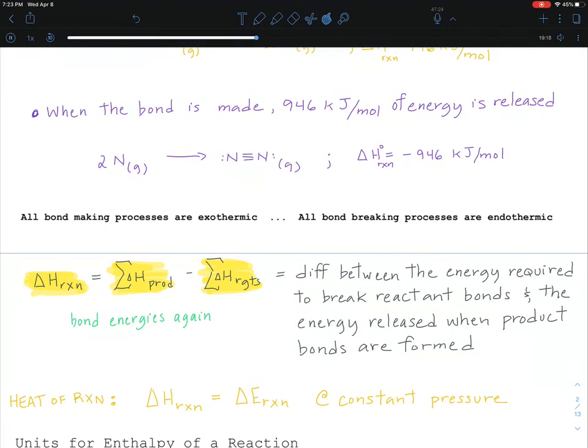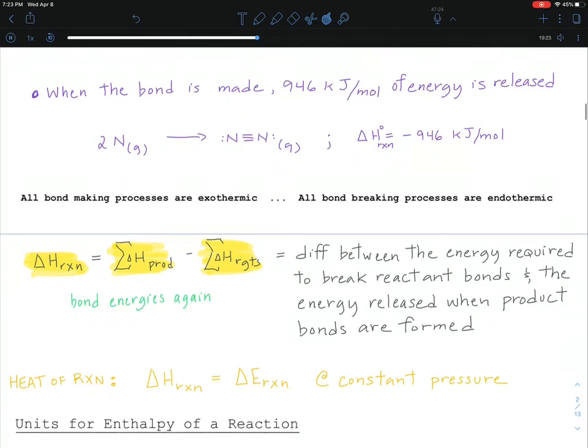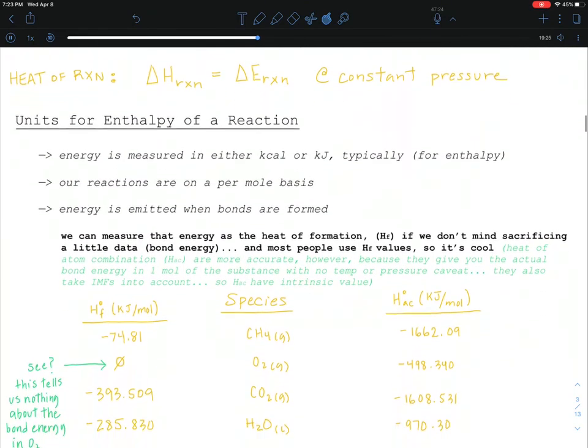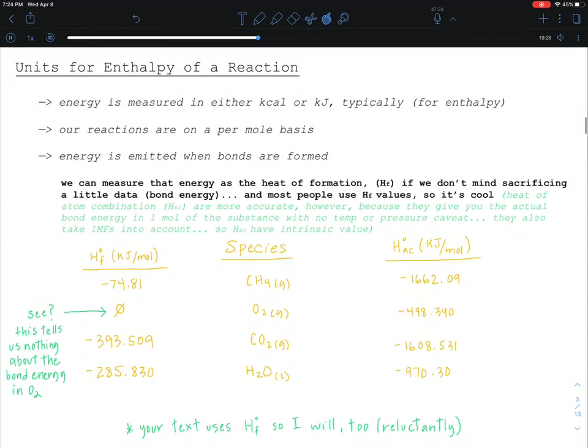So let's talk just a little bit about units for enthalpy of a reaction. We do our reactions on a per mole basis, and the energy is measured either in kilocalories or kilojoules. So typically for enthalpy, we'll see something like kilojoules. Nutritional calories, kilocalories, very often are used when we're talking about the fuel value, in other words, the energy per gram of a food item. So those are usually the units that we're going to see.